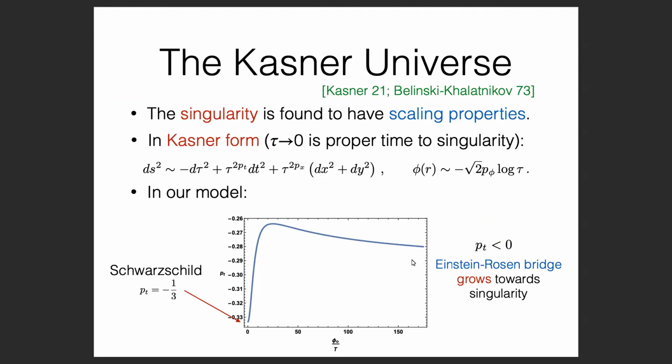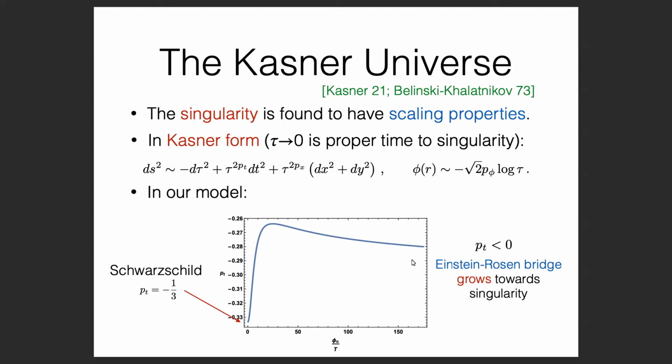Because this is 1921, not 2021. It's a very, very old, one of the earliest solutions to GR, known as the Kasner universe, and then later extended to include the scalar field by Belinsky and Khalatnikov. I said the singularity has some scaling properties, which actually Schwarzschild already had. Schwarzschild is a special case of when you throw away these ones towards the singularity. Everything's power law.